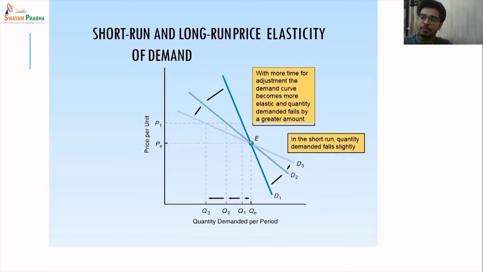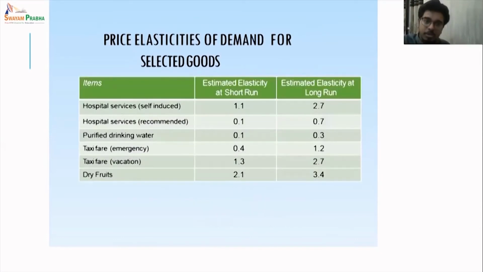So my demand is falling by a larger margin in the long run, and hence that can be reflected by a flatter demand curve. So the short run demand curve will be steeper, and the long run demand curve will be flatter. They just pivot like that around the equilibrium. All right, just a few examples.